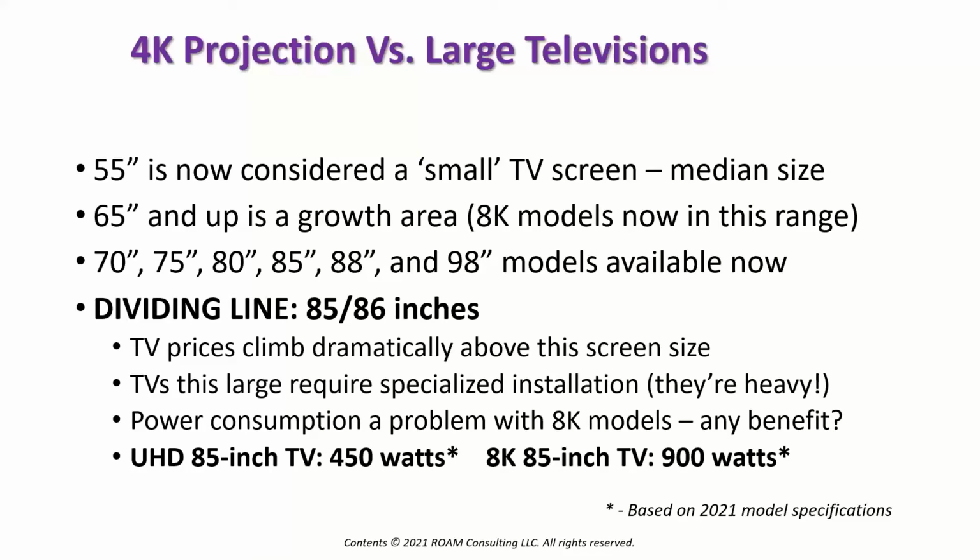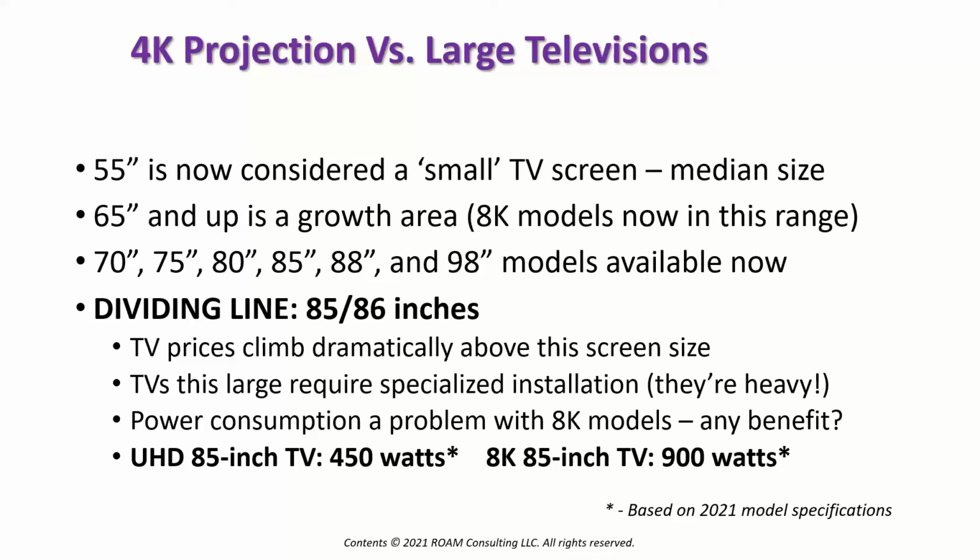So right now, practically speaking, the dividing line is around 85 or 86 inches. TV prices climb dramatically above that screen size. If you've gone to Costco or BJ's or Best Buy, or if there's still any Fry's stores that are still open, or Target or all, you'll see this. Up to about 85, 86 inches, you can get a TV under $2,000. But once you get above that, they go up into the stratosphere. And also TVs that large do require specialized installation because they're heavy. They're big. And with the 8K models, we're starting to see a problem with power consumption.